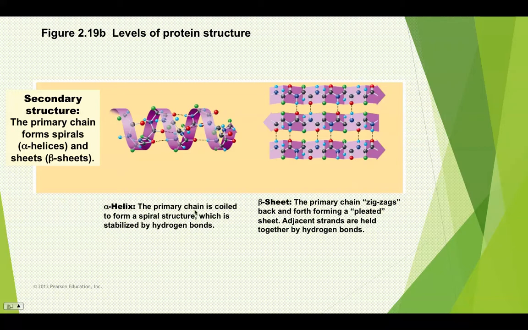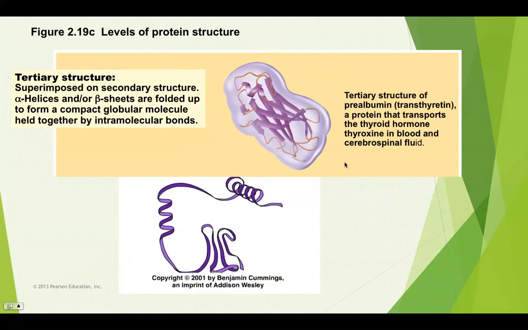So here's the alpha helix. The primary chain is coiled to form a spiral structure, which is stabilized by hydrogen bonding between various regions on this polypeptide, on the amino acids actually. The beta sheet is when the primary chain zigzags back and forth to become a pleated sheet, and the adjacent strands, of course, are held together by hydrogen bonding. Tertiary, or third level, structure is superimposed on secondary structure, and it's when the alpha helix or a beta sheet is folded up to form a complex globular molecule that's going to be held together by intramolecular bonding.